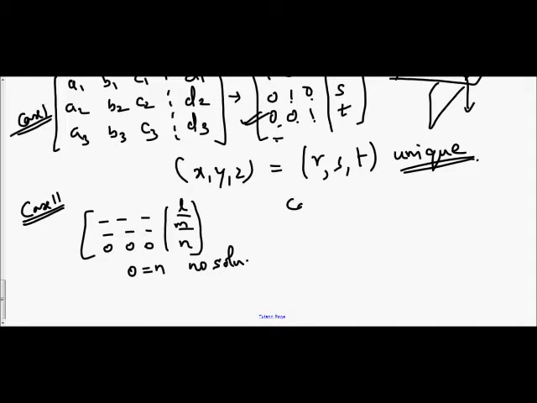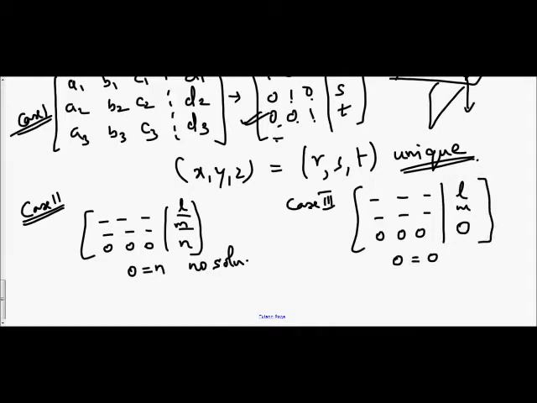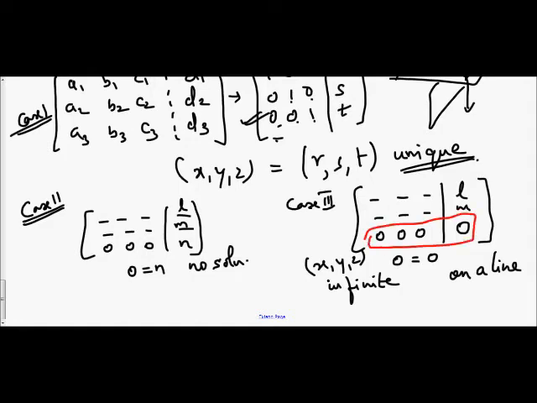Fine. In case 3, you concentrate again on the same last row, make the maximum number of zeros there, and in case I have L, M and a 0 here, then you get 0 equal to 0. This is true for any values of x, y, z, right? Therefore, you actually have an infinite number of values for x, y, z, which means the planes intersect on a line. Okay, when you have this format 0, 0, 0, 0, there are infinite number of solutions.